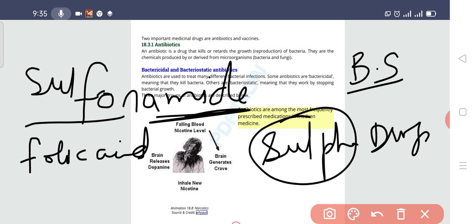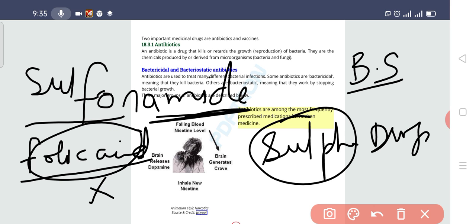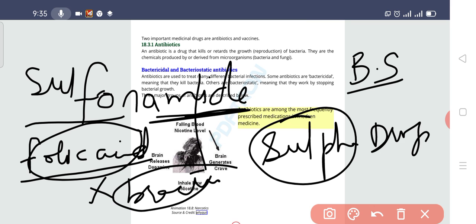So the folic acid is not able to be synthesized. Obviously when there is no folic acid, there is no growth of the bacteria. And when there is no growth of the bacteria, it means that the drug is bacteriostatic. So the MCQs can come accordingly, beta. Is it clear to you?